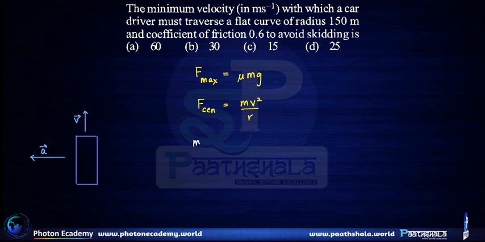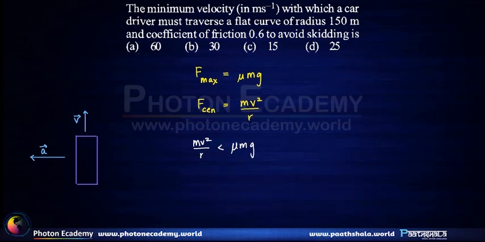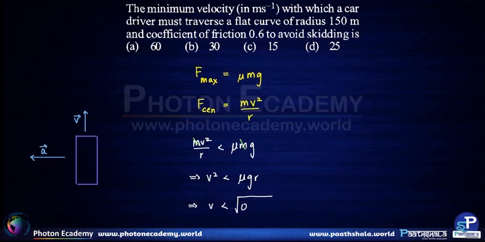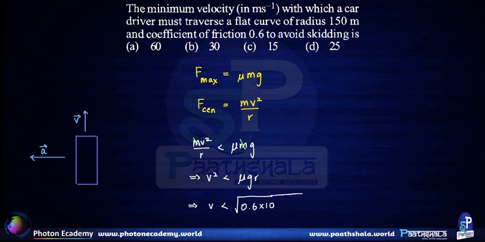Therefore, mv square divided by r must be less than mu mg. M can cancel out here, so we have v square less than mu gr. So v is less than the square root of mu, which is 0.6, g can be taken to be approximately 10, and radius is 150 meters.